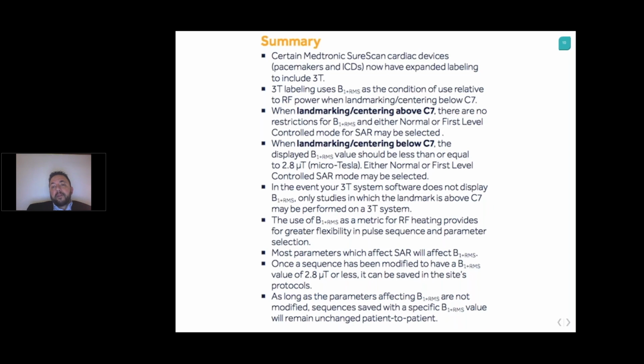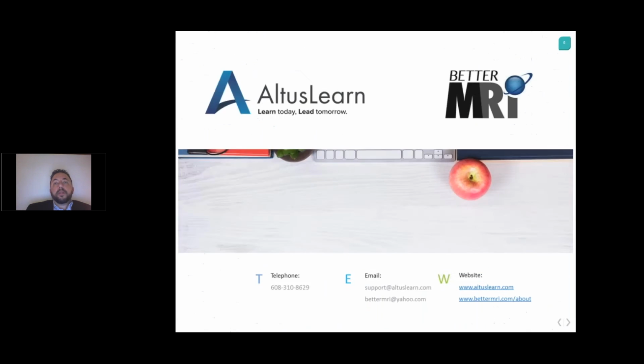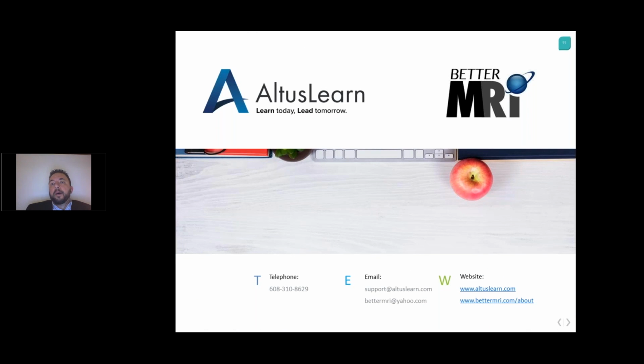Once a sequence has been modified to have a B1+RMS value of 2.8 microtesla or less, we can then save that sequence in our exam card or protocol base to refer to at a later time, ensuring compatibility with that particular device. So it really helps to have a parameter saved for safety mechanism as opposed to being adjusted on a patient-by-patient basis. So B1+RMS is the newest mode and mechanism of MR safety and ensuring the least amount of SAR to our patients.